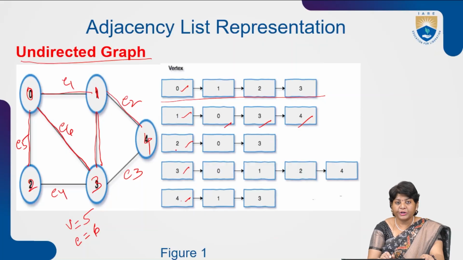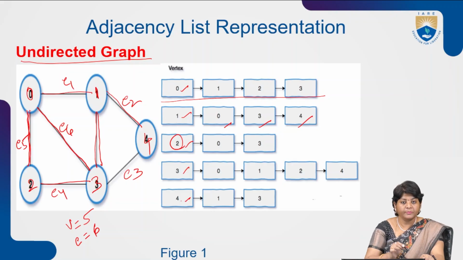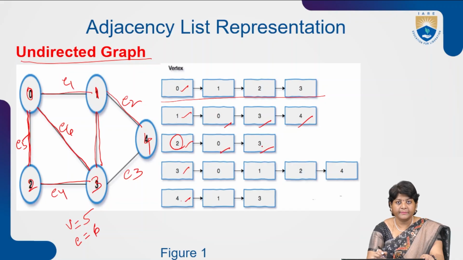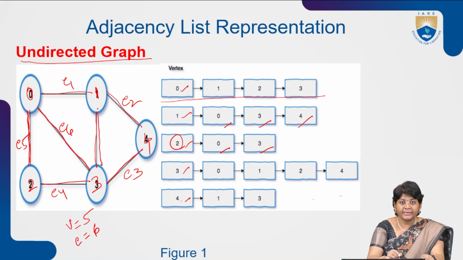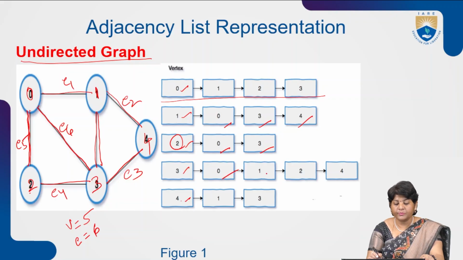And here when you come to vertex 2, 2 is connected to 3, 2 is connected to 0. Similarly, when you move on to vertex 3, 3 is connected to 4 other vertices, which are 3 to 4, 3 to 1, 3 to 0 and 3 to 2. So here we represented 0, 1, 2, 4.